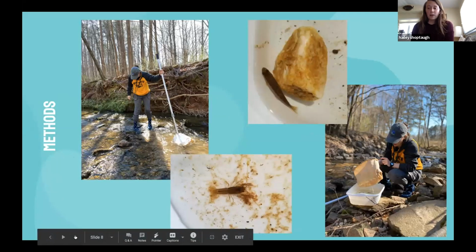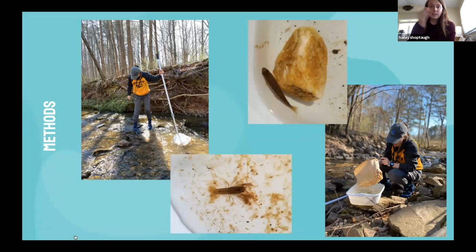So how I went about doing this was I took kicknet samples at each of those 6 sites that you saw before. I took 2 kicknet samples at each site. The kicknet, which you can see in the bottom right, was a cloth bag with a mesh lining in the middle. I stuck the kicknet perpendicular to the flow of water and agitated the surrounding area for about 60 seconds, and then dumped whatever I caught in the net into a tray for sorting.